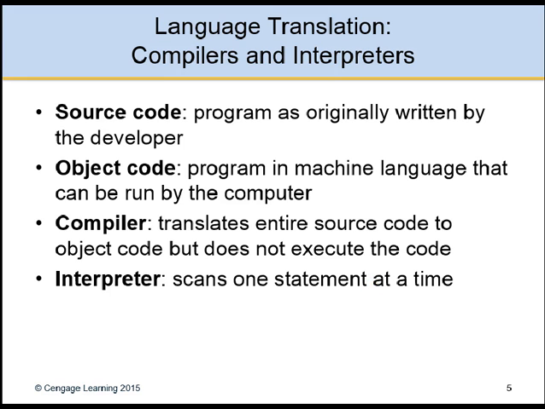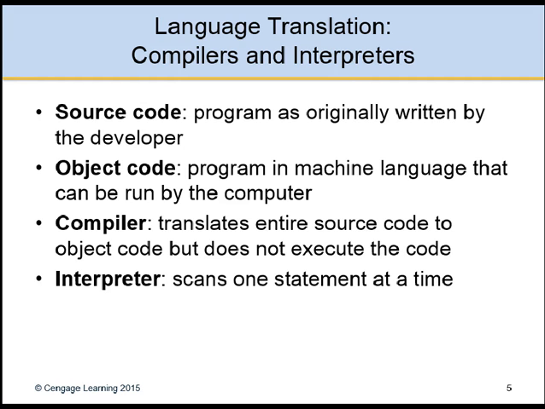Language translation, compilers, and interpreters. A source code is a program as it was originally written by the developer. It's something a person can understand. Object code is the result of translating that source code into a language the hardware can understand. It's a program in machine language that can be run by the computer.